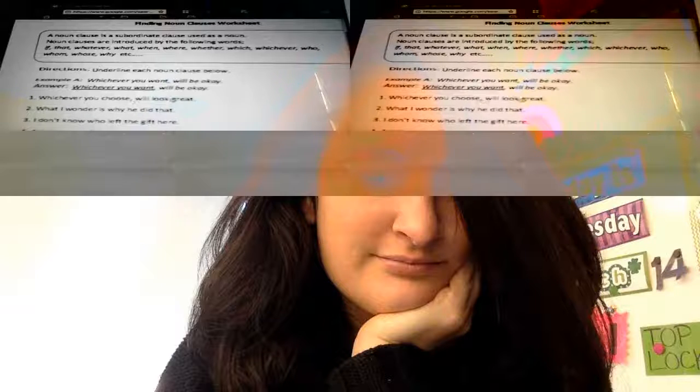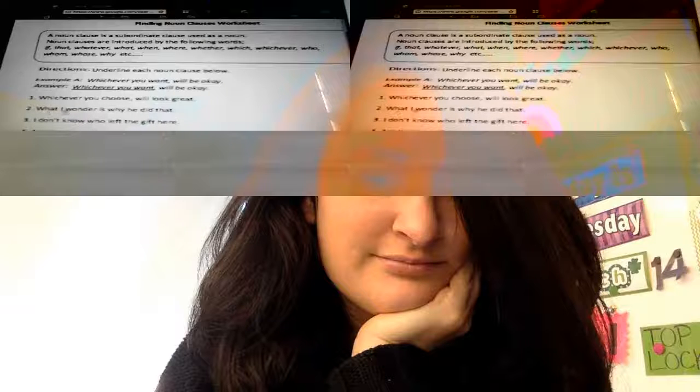Whichever you choose will look great. Something will look great. What is the thing that will look great? We're not sure. It's whichever you choose. We could be talking about a dress. We could be talking about a sweater, paint, colors for walls, whichever you choose. It's going to be something will look great.